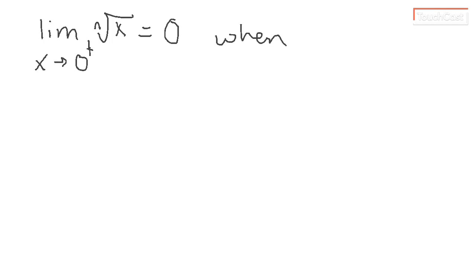This will come in handy specifically when we're looking at taking limits of functions that have radicals. So a general thing we can write is that the limit of the nth root of x, as let's say x approaches 0 from the right, is going to equal 0 when we have n as an even number.